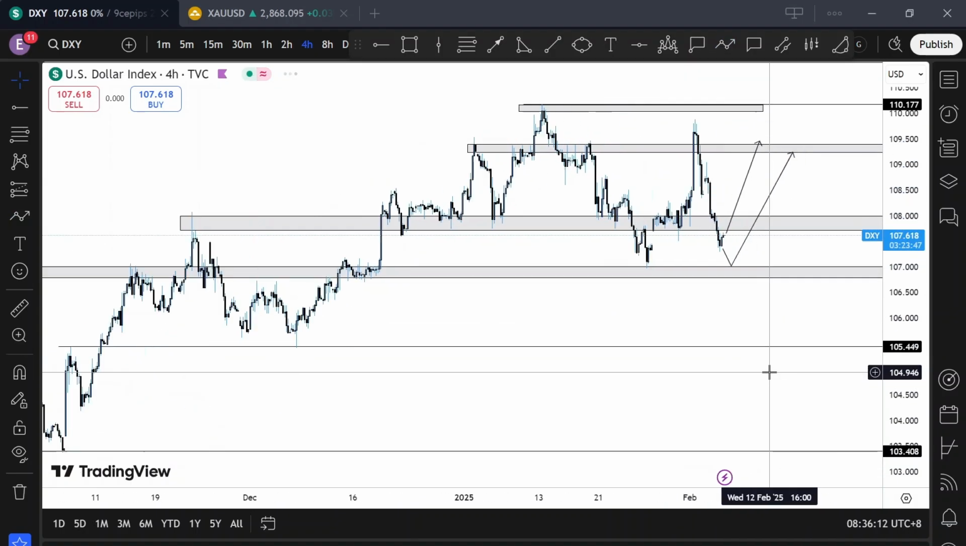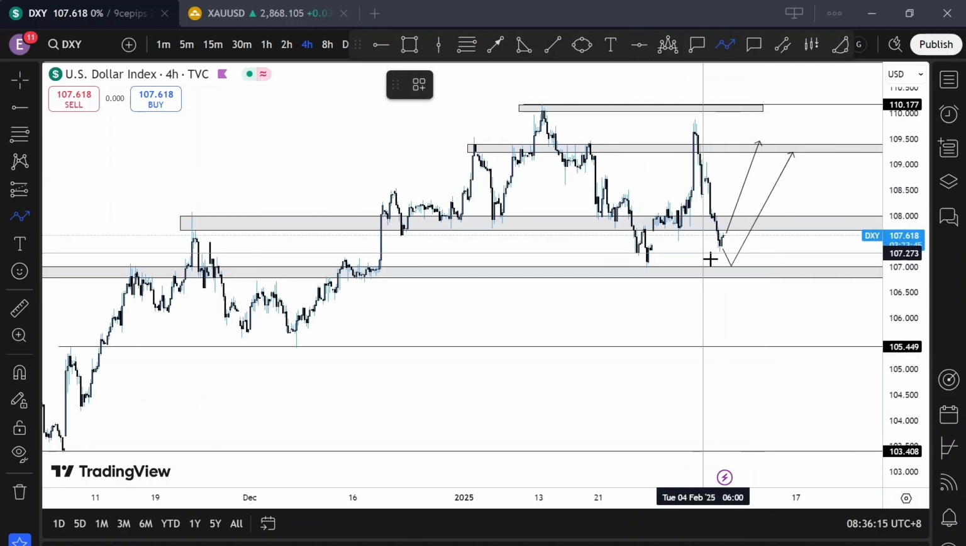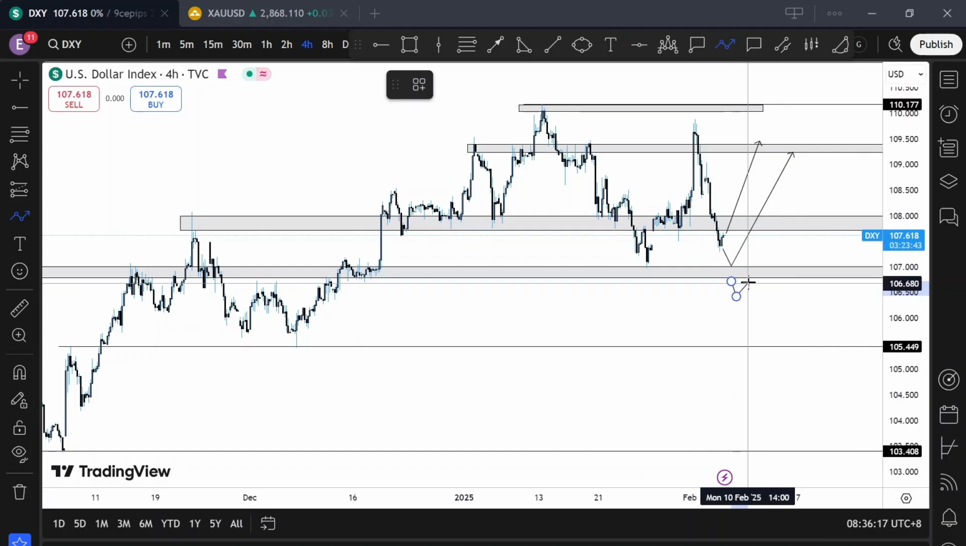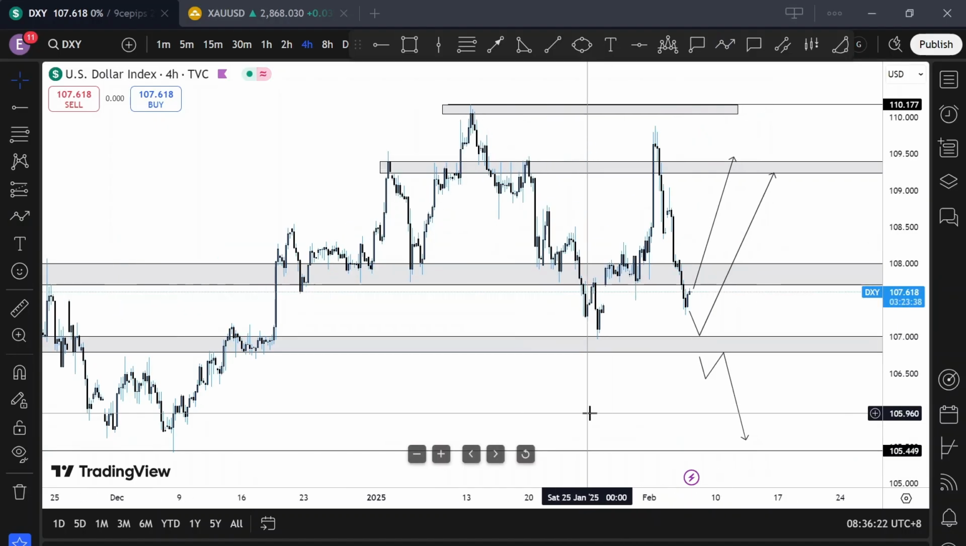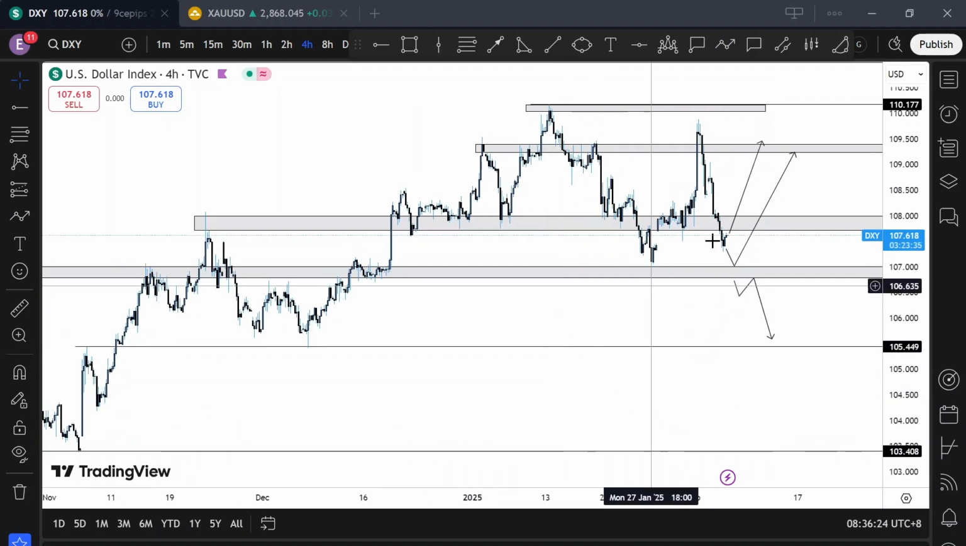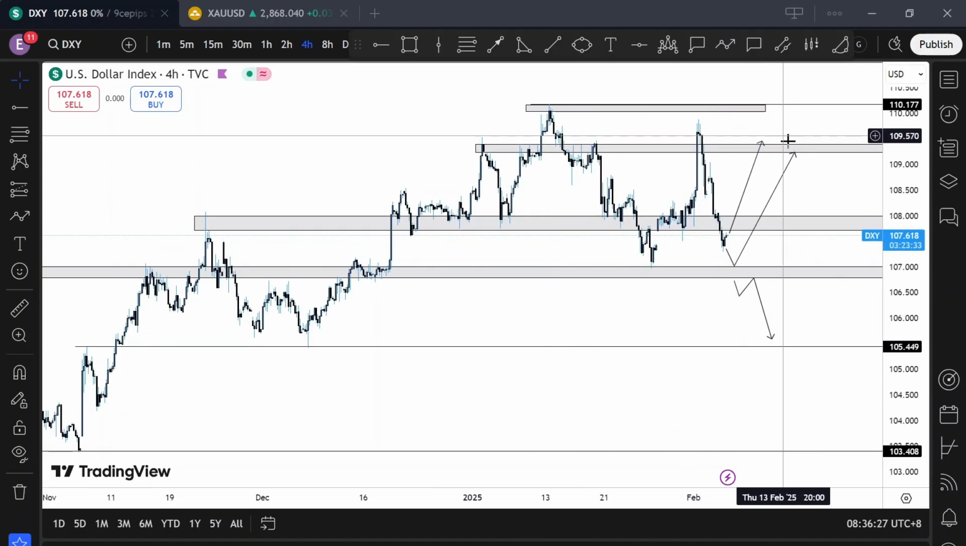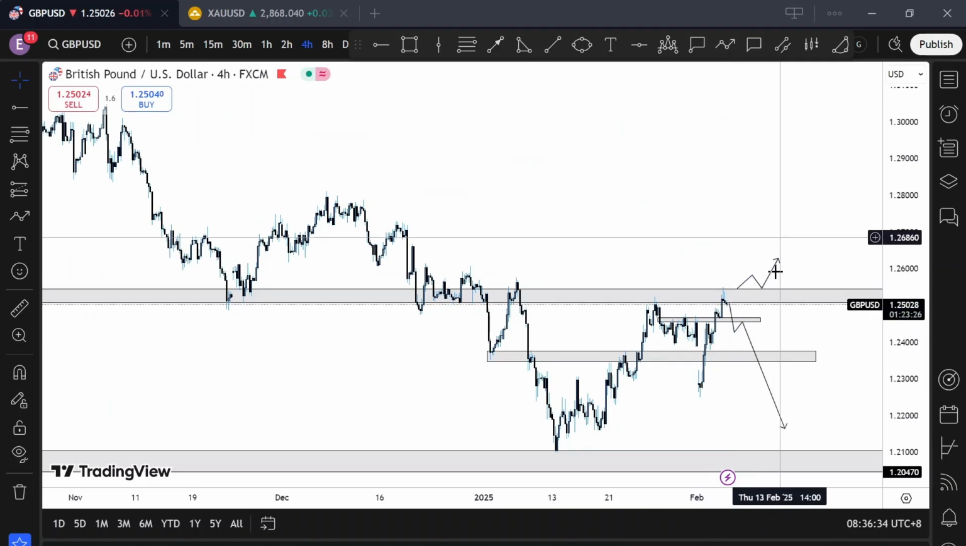The only reason we might see a bearish DXY is if DXY comes back to break this region, 106.75 or 72 anyway, and then we might see price come to the downside. Right, that's that for DXY. So if price continues to the upside, we'll sell pound USD and sell Euro USD. But if price breaks below, it means we'll be looking out for buy opportunities here.